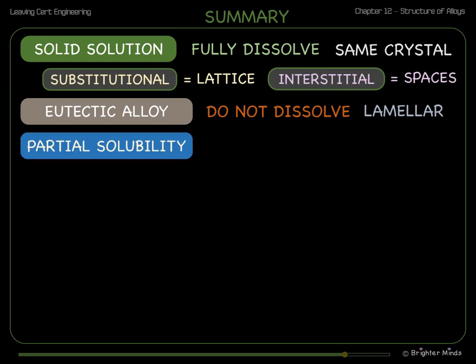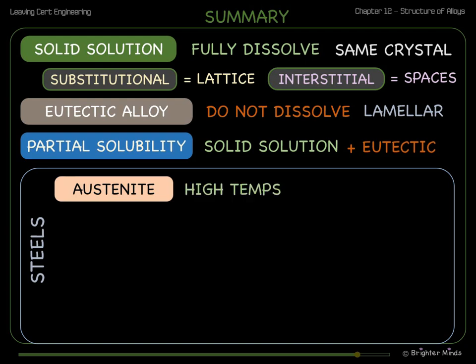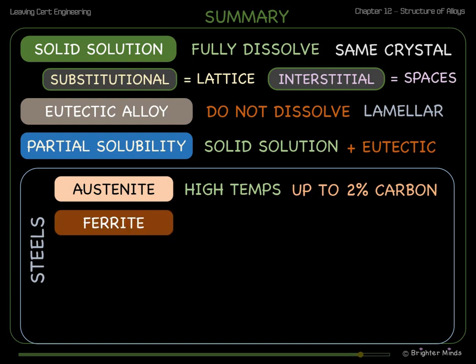In a partial solubility alloy, the alloying components only partially dissolve in each other, and so we get a combination of solid solution and eutectic structures. Steels are an alloy of iron and up to 2% carbon. Austenite is an allotrope of iron that exists at high temperatures only. It can dissolve up to 2% carbon. Ferrite is an allotrope of iron that exists at lower temperatures. It can only dissolve up to 0.02% carbon. It is soft and ductile.